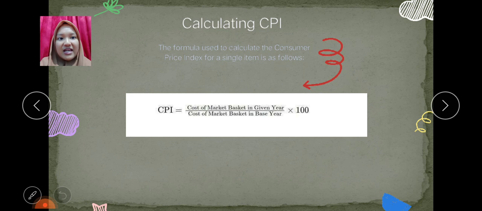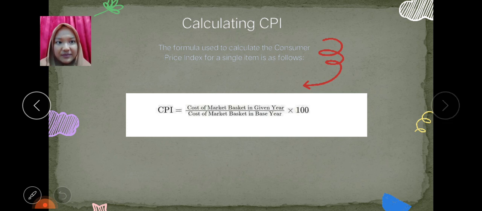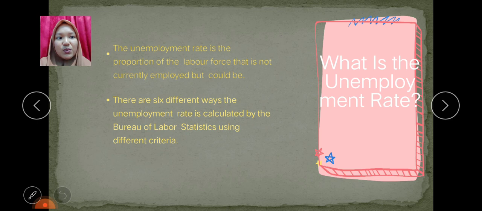The next is how to calculate CPI. Okay, the formula is CPI equals cost of market basket in a given year divided by cost of market basket in the base year, multiplied by 100. Okay, the next is what is the unemployment rate.